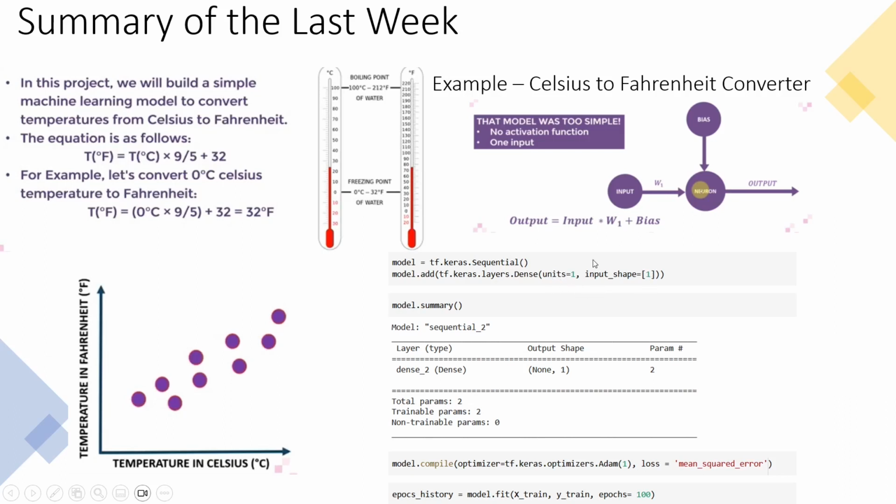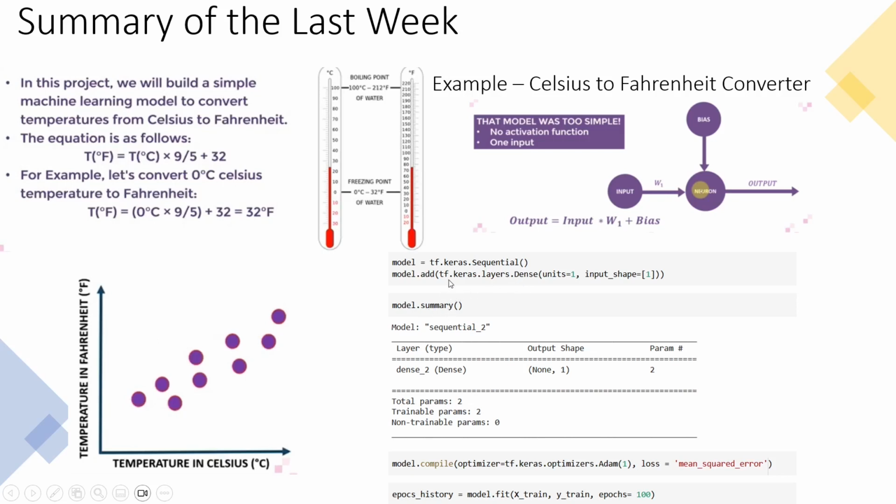And for the initial dense layer, we had to tell TensorFlow how many input variables we will be having in that layer. And since we will be just feeding one variable, we said input shape is 1. Okay, and this is basically our one neuron ultra simplistic neural network that will be solving the Celsius to Fahrenheit conversion problem.